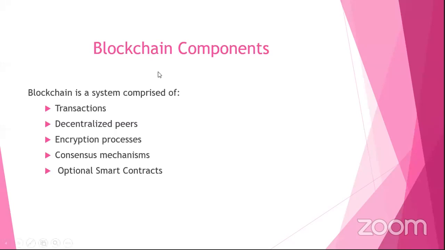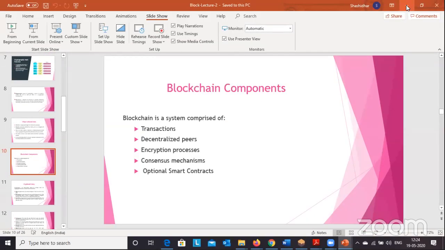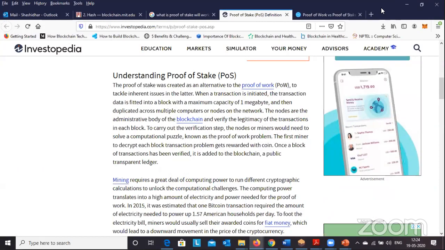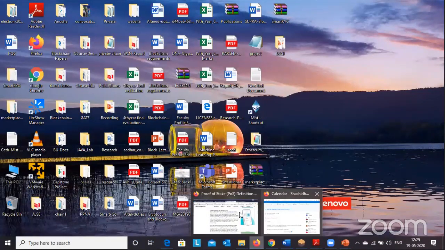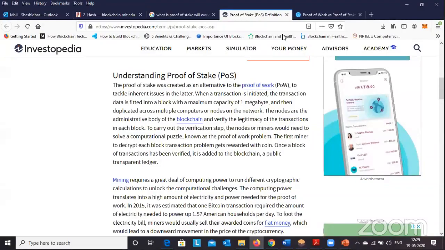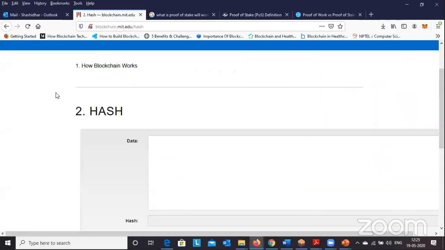Okay, so let me demonstrate what the blockchain looks like, so then you will understand. You can see my screen.